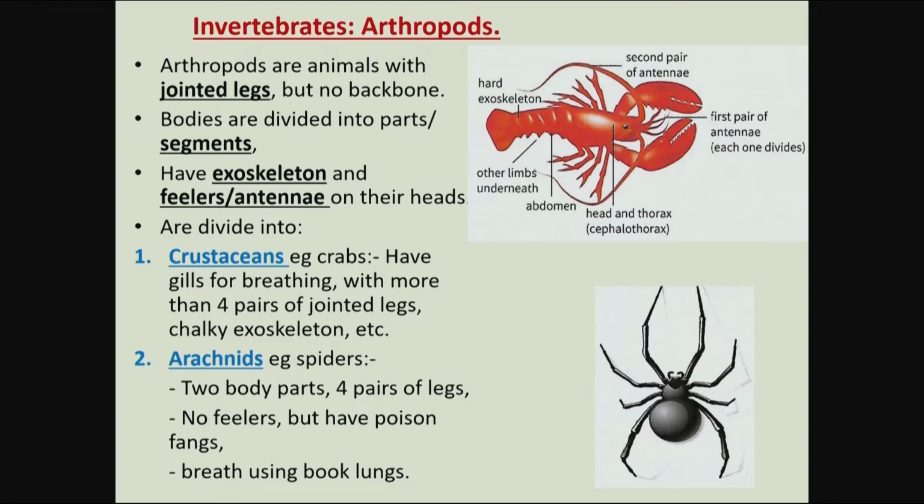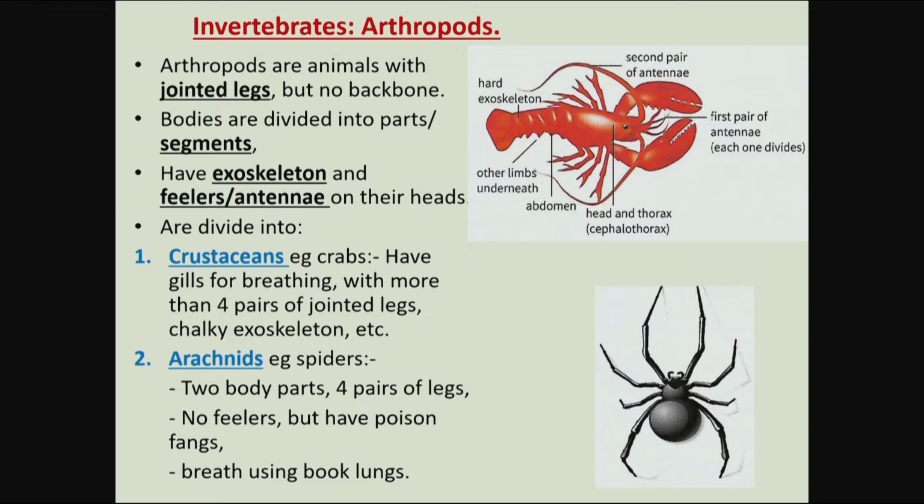So the arthropods are those invertebrates with jointed limbs or jointed legs. If you look at their legs, they are normally like half joints. You can see the spider there, and of course you can see the prawns there.